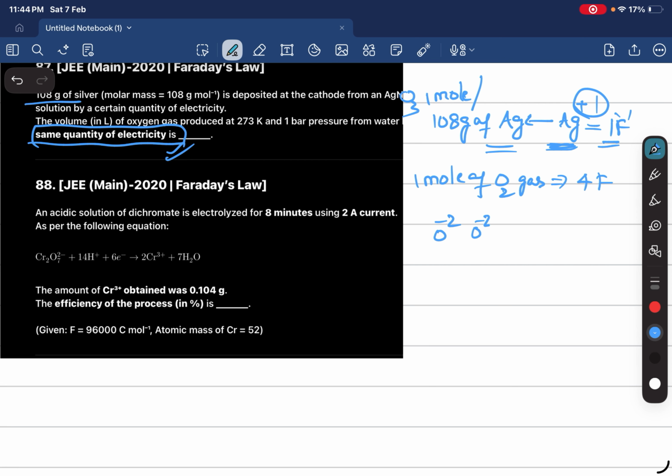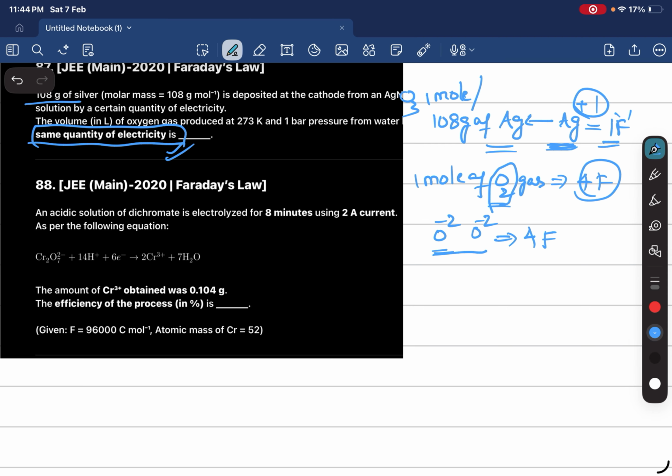O minus 2, O minus 2, you write it, because we know that oxygen is a -2 ion. Just break those two oxygens like this. It won't be technically correct, just for remembering. So without the charge sign, you just add those two. 2 plus 2 is 4. So to deposit 1 mole of O2 gas, 4 Faradays are required.